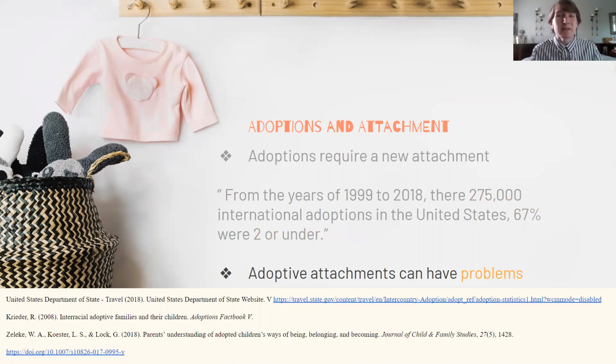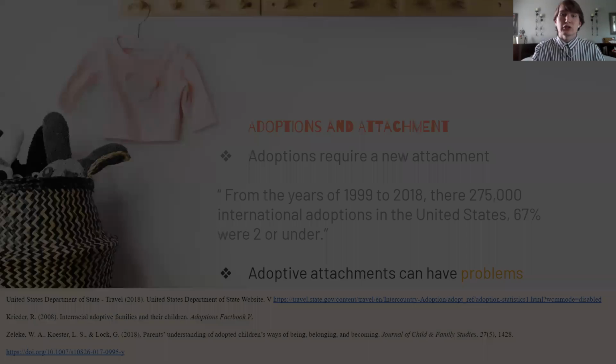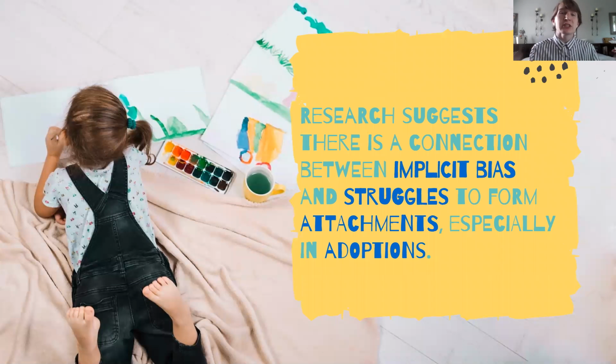And these adoptive attachments often have problems that can extend far beyond the childhood years. So, research suggests there is a connection between implicit bias and struggles to form attachments, especially in adoptions. Now, when researching this, I looked at the two topics of attachment theory and implicit bias separately before putting them together, which is what I will do now.